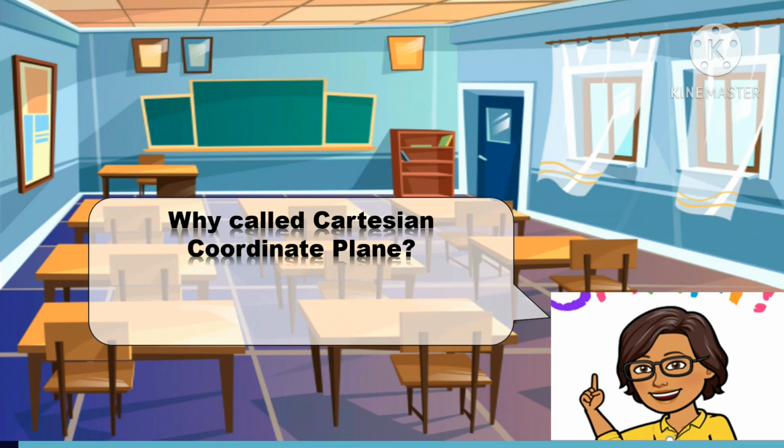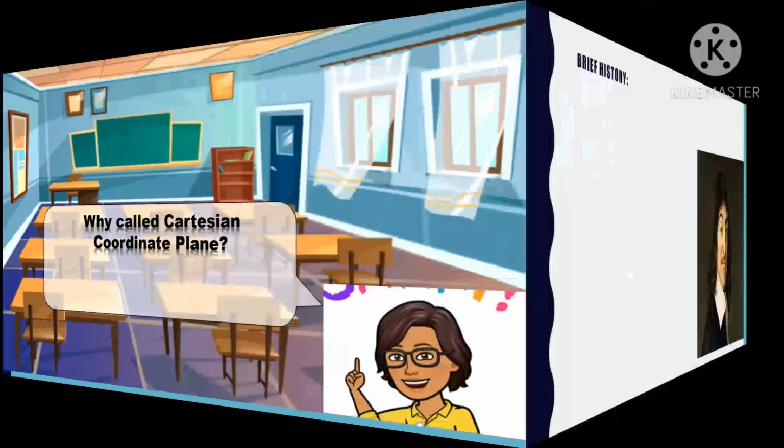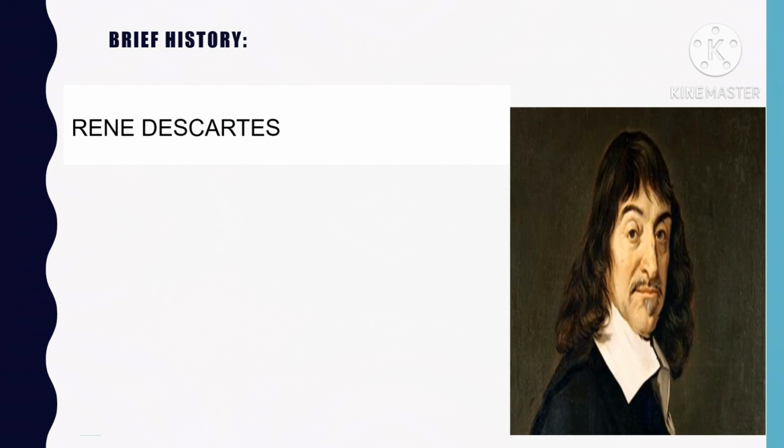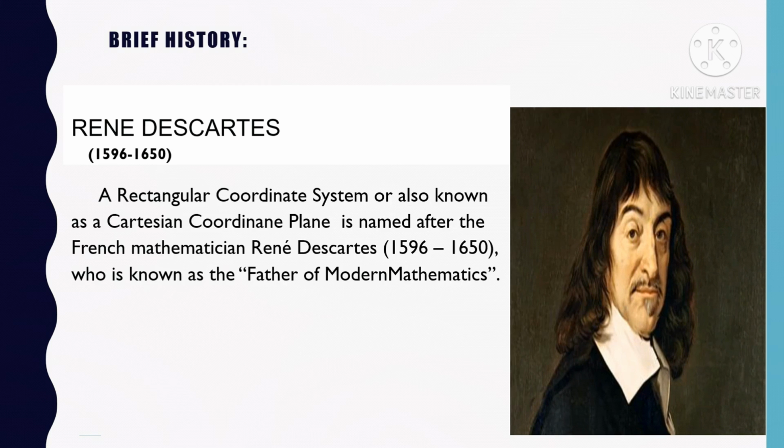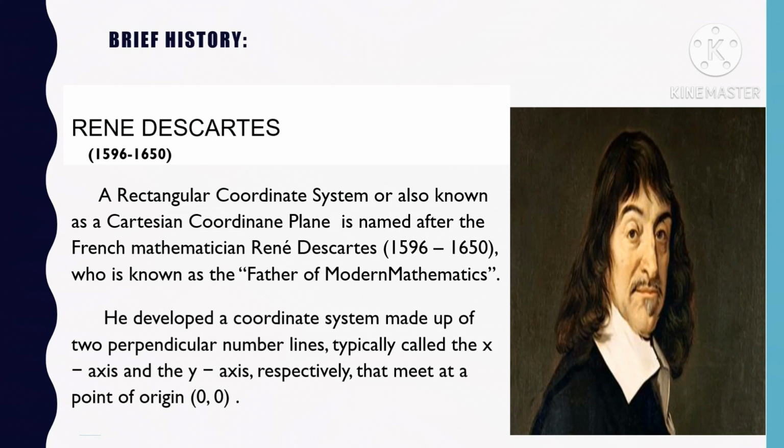Why called Cartesian coordinate plane? The rectangular coordinate system is also called as the Cartesian coordinate plane and is named after the French mathematician René Descartes, 1596 to 1650. He is also known as the father of modern mathematics. He developed a coordinate system made up of 2 perpendicular lines, typically called the x-axis and the y-axis, that meet at a point of origin 0, 0.